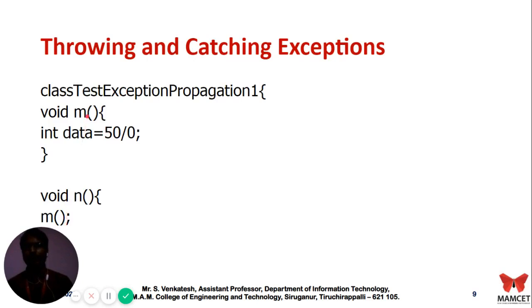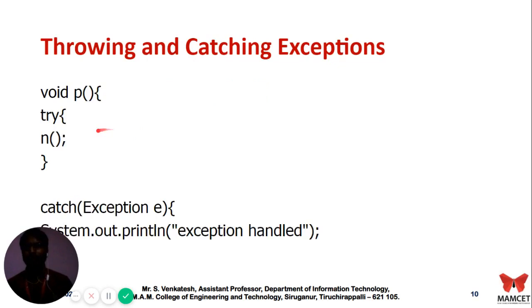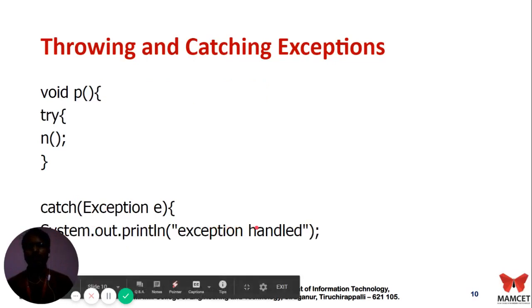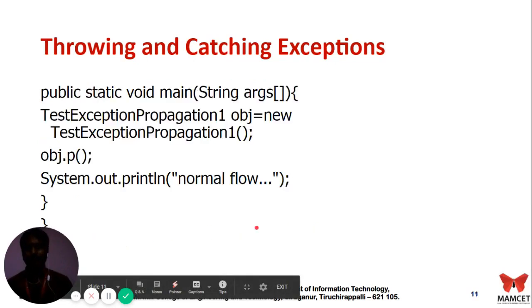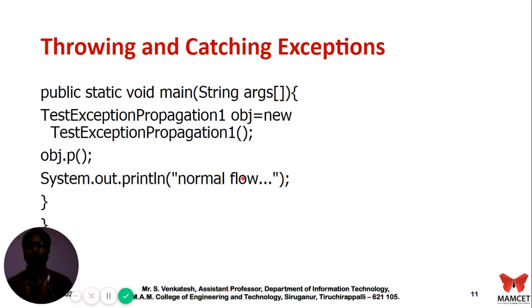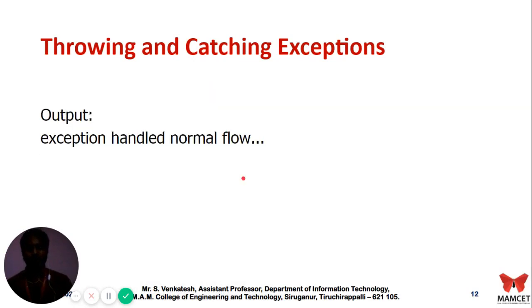There you have m method. So go to m method. There data equal to 50 by 0 exception. So in try we are getting an exception. So you have to catch and you have to print exception handled. Next statement we have System.out, that is you are going to print normal flow. So exception handled, normal flow.